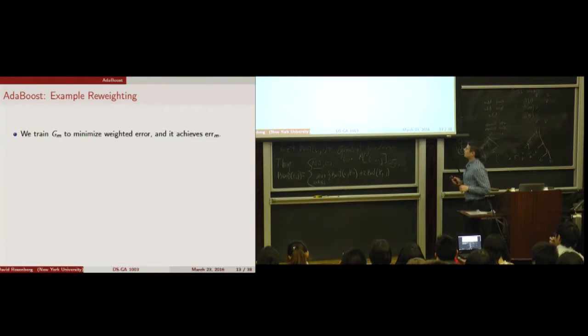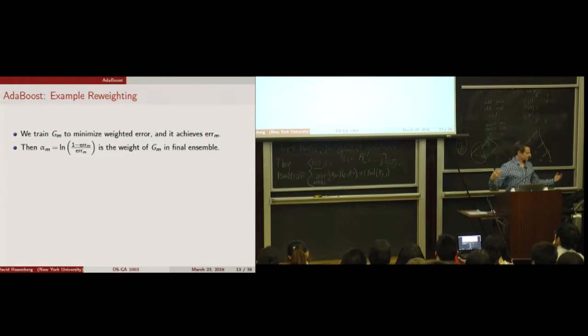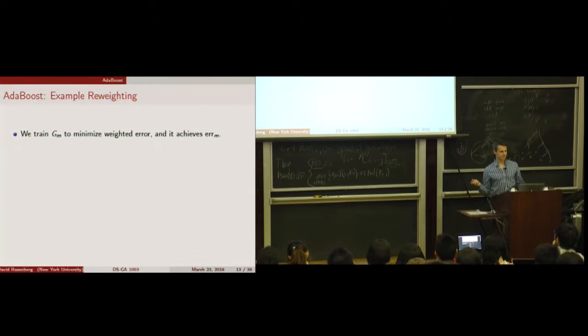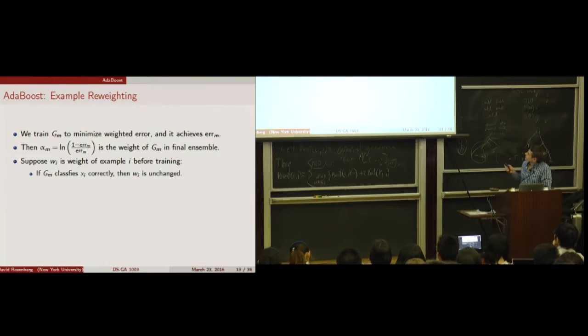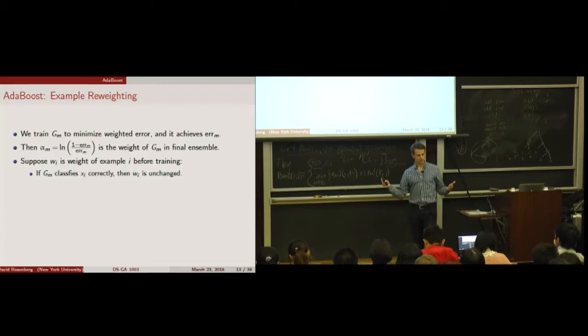So that's the weighting of the entire classifier. Now the other thing we need to know is how we reweight the individual examples in each round. Let's take a look. Suppose alpha m is what we calculate as the weight of gm. It turns out we're going to use alpha m also to help us reweight the individual examples. Suppose wi is the weight of example i before the training. If gm classifies xi correctly, the weight is unchanged. So in every round, any example that was correctly classified, we don't touch it.